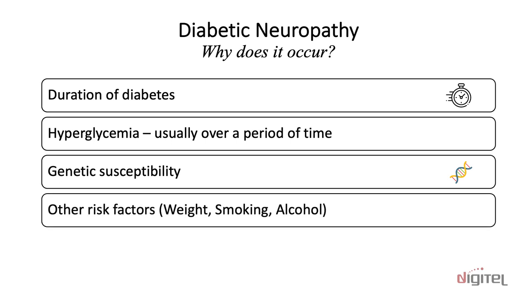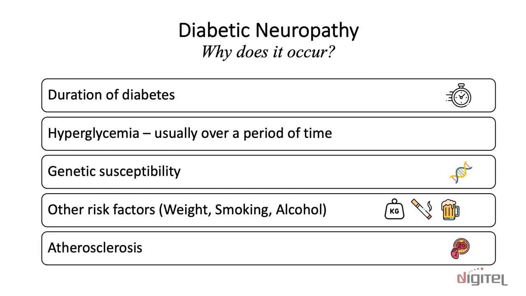There are other risk factors. If you're overweight, you are more likely to get diabetes. If you smoke or drink alcohol, you are more likely to have neuropathy. And then finally, atherosclerosis or hardening of the arteries, which can lead to heart attacks or strokes. If you have that, you are also more likely to have neuropathy. Importantly, if you have neuropathy, you are at risk of atherosclerosis and heart disease. So when our patients with neuropathy come to visit us, we carefully screen them for heart disease as well.